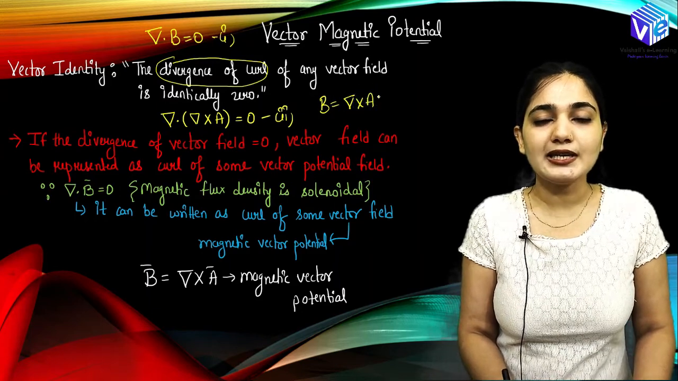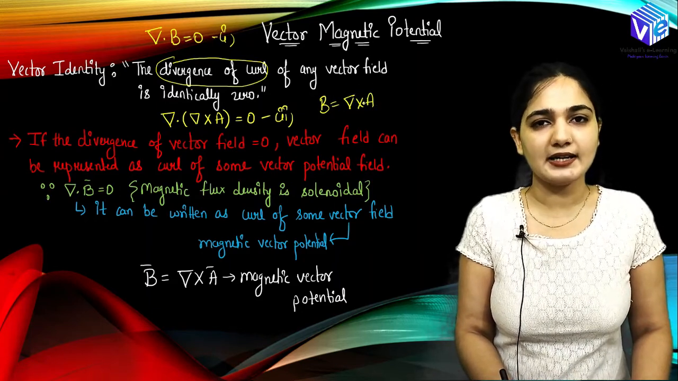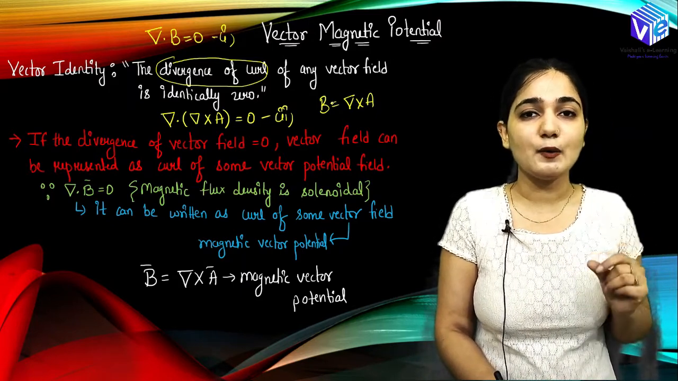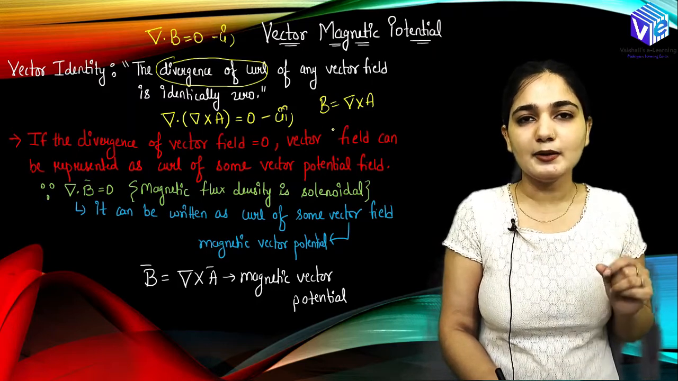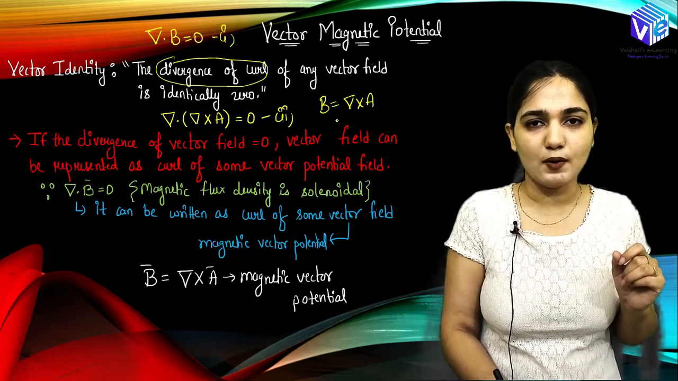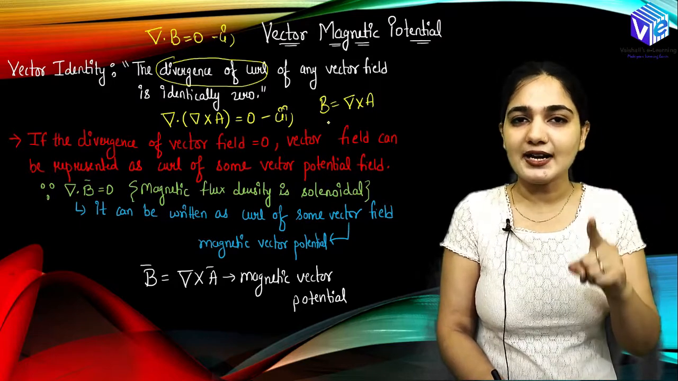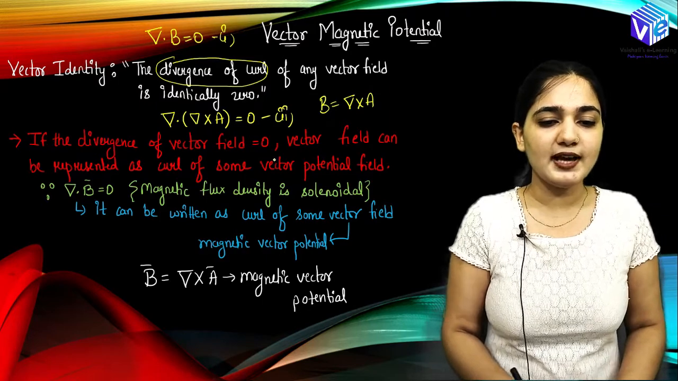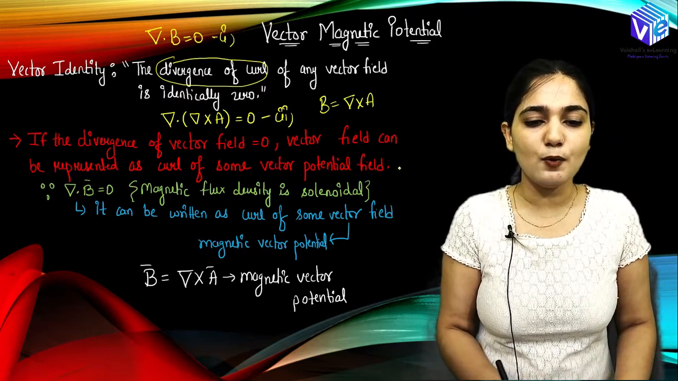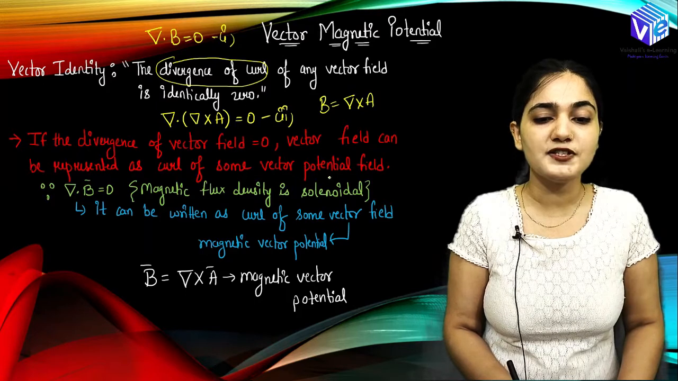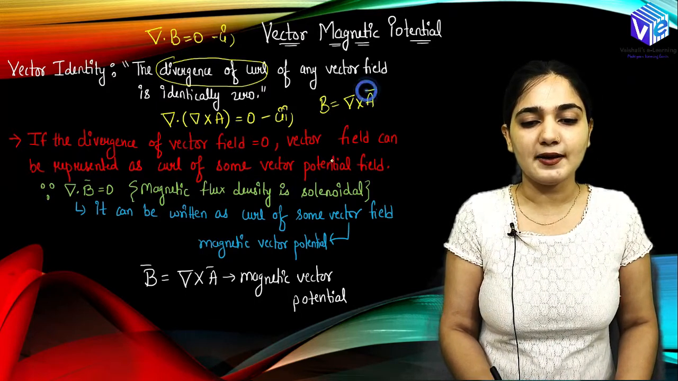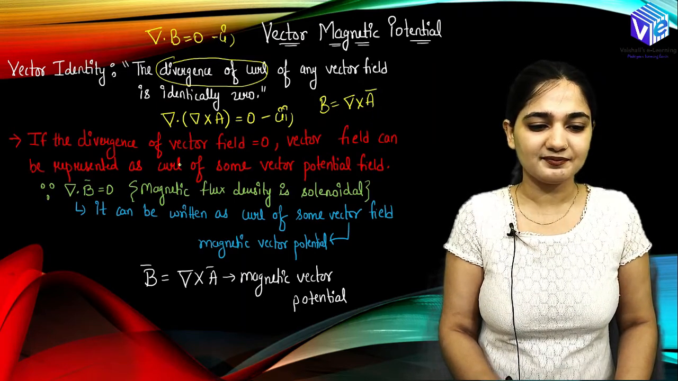Now what is A? A is the vector magnetic potential. When I talked about the electric potential in electrostatics, that was a scalar quantity. Here the vector magnetic potential is a vector quantity. So this is the difference. You should understand the similarities and you should understand the differences as well. If the divergence of a vector field is 0, the vector field can be represented as the curl of some vector potential field. So B is represented as the curl of A, and A here is the vector magnetic potential.